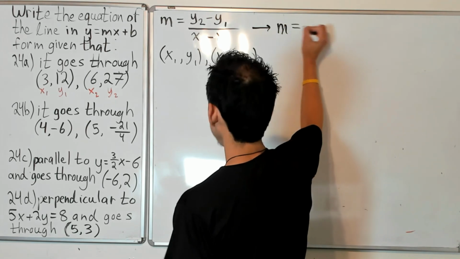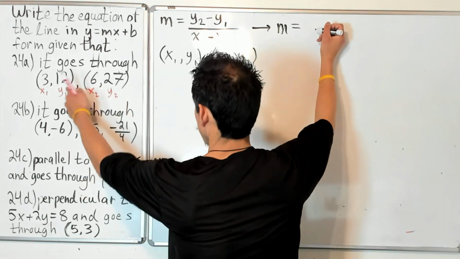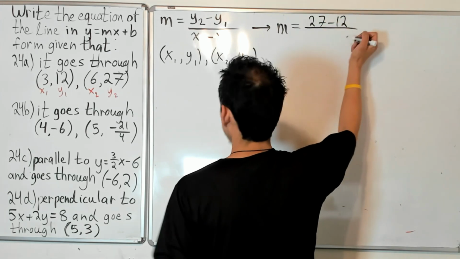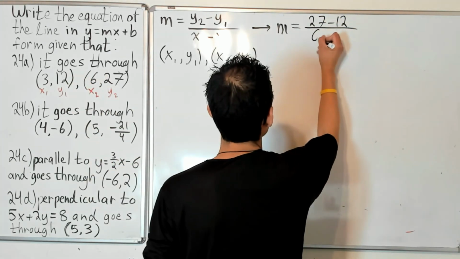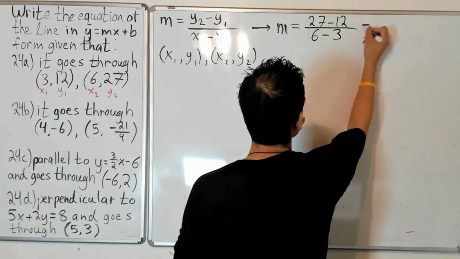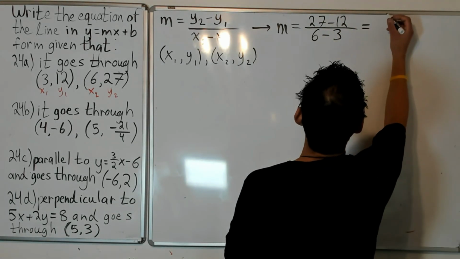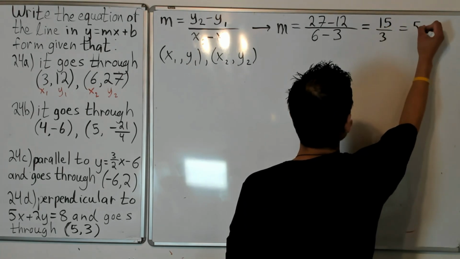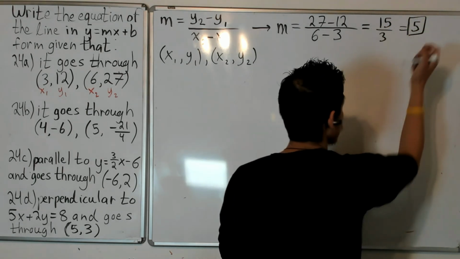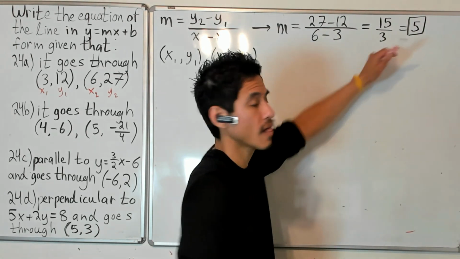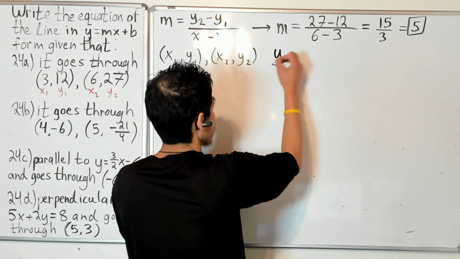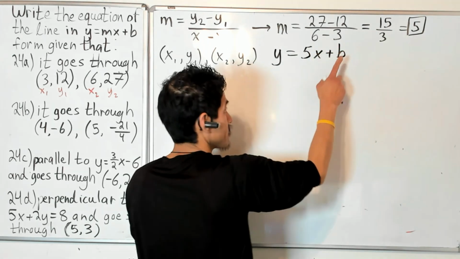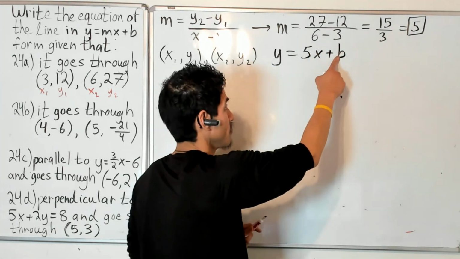So in this case, the slope would be 27 minus 12 divided by 6 minus 3, giving me 15 over 3, which simplifies to 5. Then I can write y equals 5x plus b. So I still need to find the y-intercept. I still need to find b.